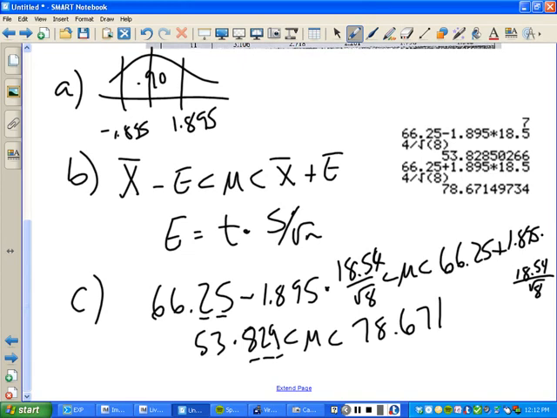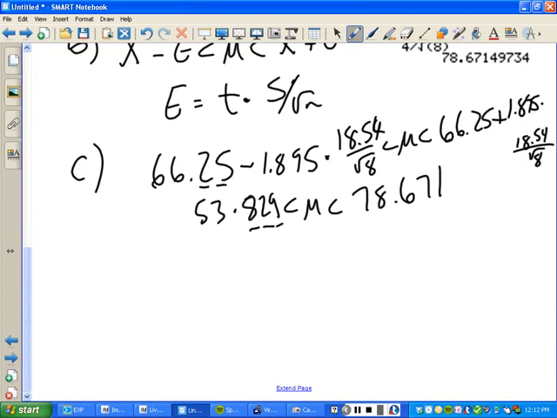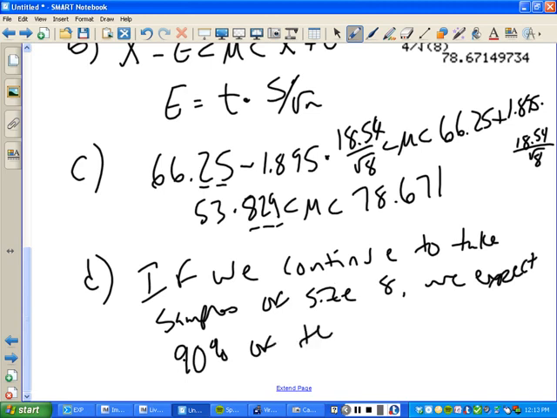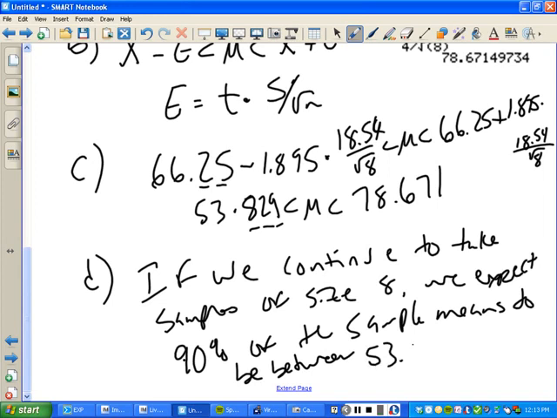How do I interpret? If we continue to take samples of size 8, we expect 90% of the sample means to be between 53.829 and 78.671.